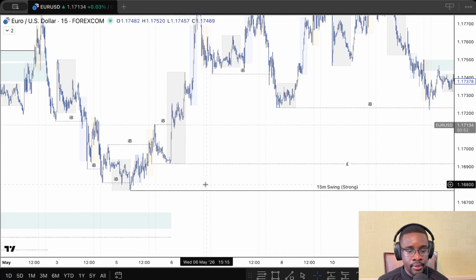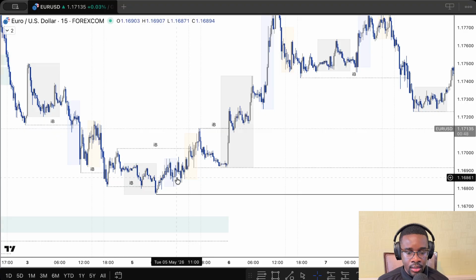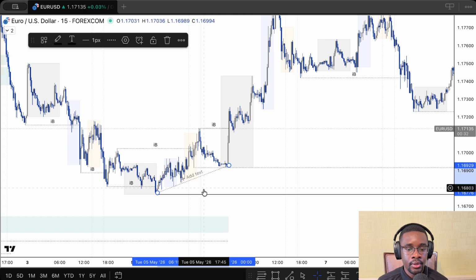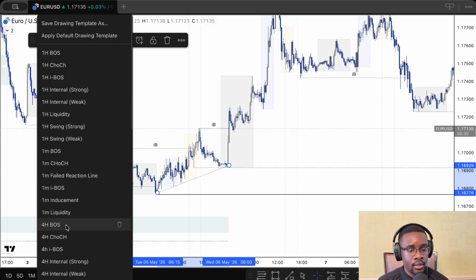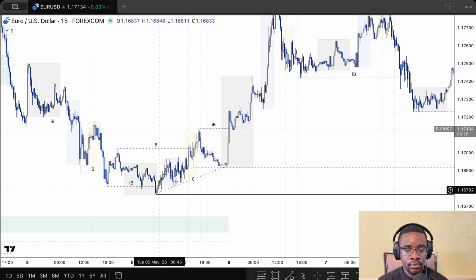So what could happen? We do have New York low, London low, Asia low. Okay, so I could mark it like that. That's definitely trend line liquidity resting right there.